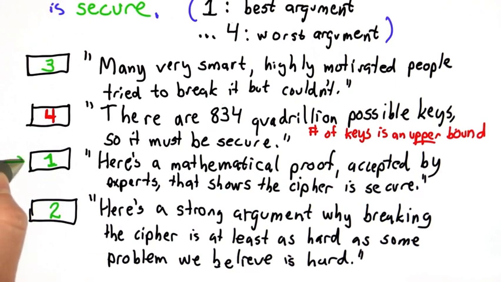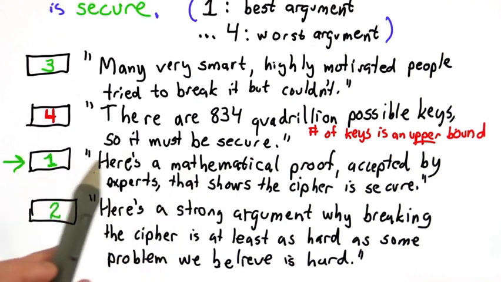So our best possible argument is to have a mathematical proof. And that's what Claude Shannon was able to do for the one-time pad. And it's really a fairly unusual case where we can get a mathematical proof that's that strong.